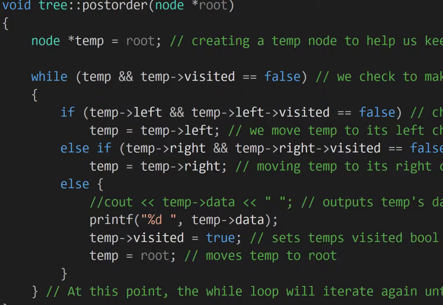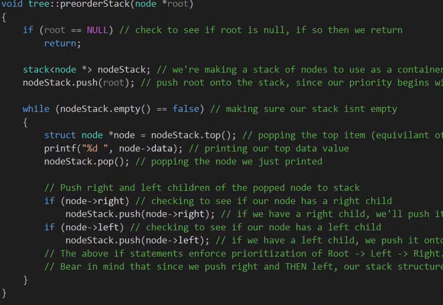Anyway, since we're doing post-order traversal, then we know our priority is left, right, and then root. So we're essentially moving a temporary pointer through the tree and checking if a node exists and whether or not we've been there before. For our pre-order function, we're going to utilize a stack.